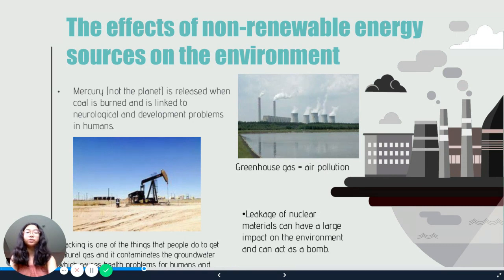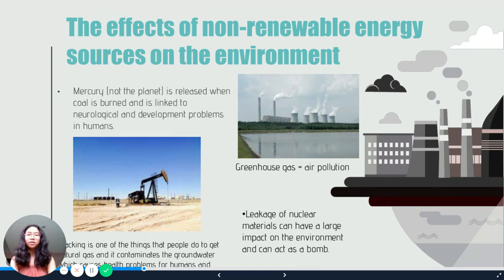Greenhouse gas can equal air pollution, and that's pretty straightforward. As you can see in that picture, it really contaminates the air because it's air pollution. And so some impacts of air pollution are lung cancer or asthma attacks.